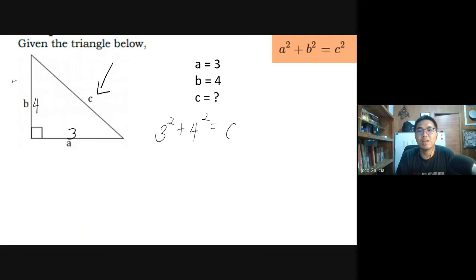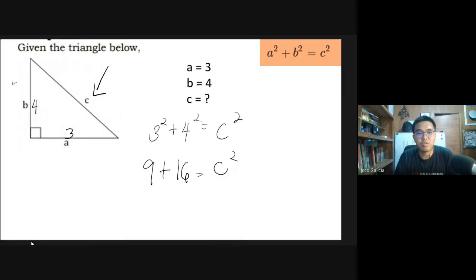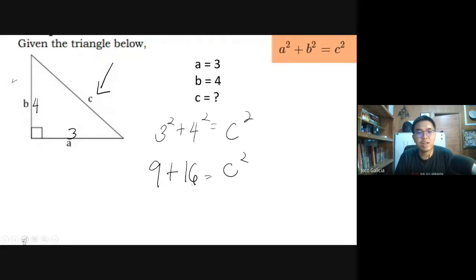Ano ang C squared? Wala. Yun ang hinahanap natin dito. So, 3 squared is equal to 9 plus 4 squared is equal to 16. Bakit? Paano nakukuha yan? 3 times 3, 9. 4 times 4, 16 is equal to C squared. 9 plus 16, 25. So, si 25 ngayon, class, ito na ba yung pinaka-final answer? Hindi pa, syempre. I-square root pa natin both sides.